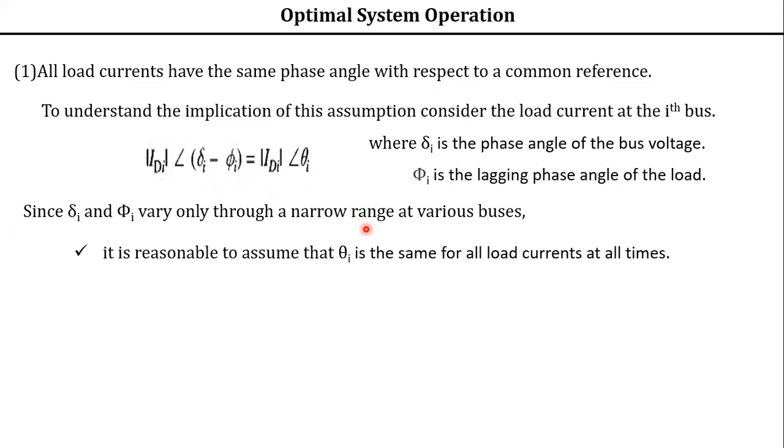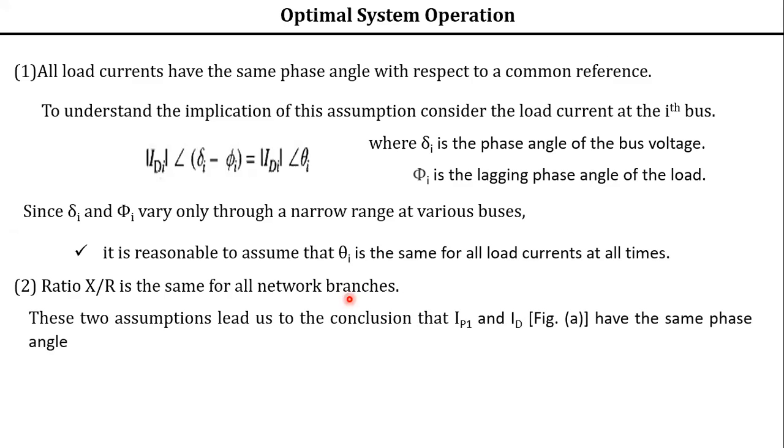This is just to make you understand this assumption. So theta i variation is very small, therefore it is assumed to be the same with respect to a common reference. Is it clear? So it is reasonable to assume that theta i is the same for all load currents at all times with respect to a common reference. That is the important point you should keep in mind. So this is the first assumption, and this is the justification why it is constant. Now the second assumption, I said X by R is the same for all the network branches or lines.